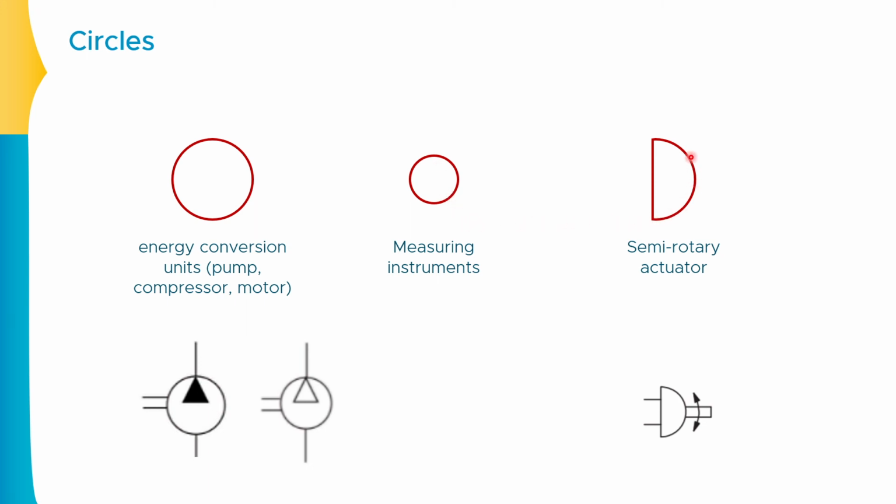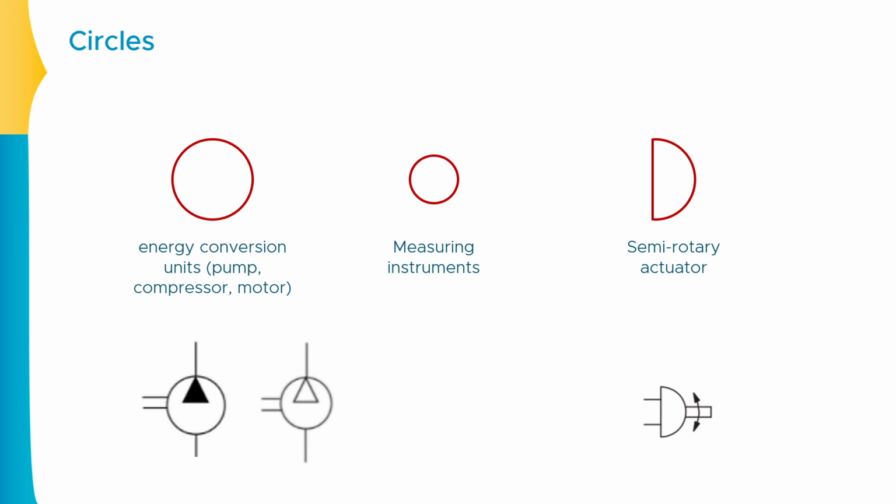And lastly, the semicircle is helpful to indicate the rotary actuators or semi-rotary actuators. So whenever you see a semicircle like this, it will be an actuator which will convert the fluid pressure into rotational energy. Okay, and this is a semi-rotary actuator actually. So it will be creating a limited angular motion.